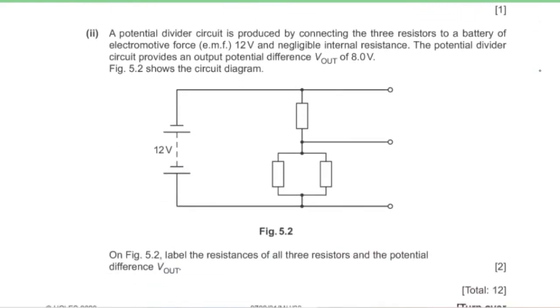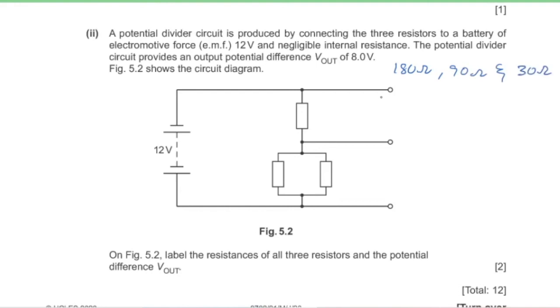Part 2. A potential divider circuit is produced by connecting the three resistors to a battery of electromotive force 12 volts and negligible internal resistance. The potential divider circuit provides an output potential difference of 8 volts. On figure 5.2, label the resistances of all three resistors and the potential difference V out. So the resistors we have got here is 180 ohms, 90 ohms, and 30 ohms.